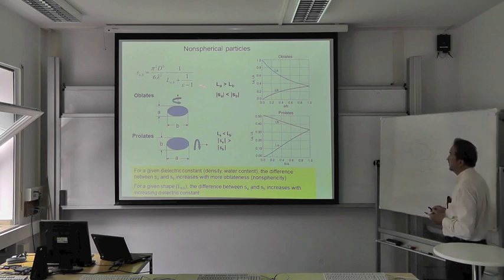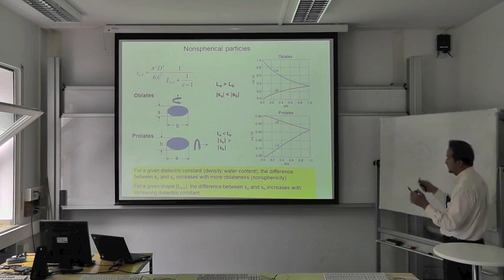And also, from this simple formula, it is clear that for a given dielectric constant, which is determined by density and water content, the difference between SA and SB increases, the more polarimetric contrast between horizontal and vertical polarizations increases once the difference between LA and LB increases. Okay.